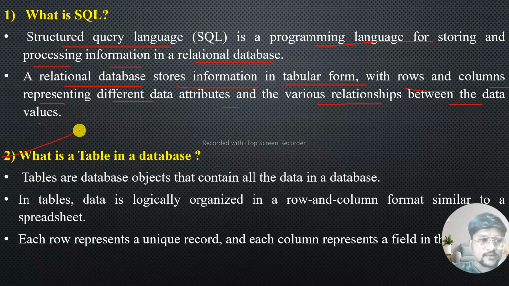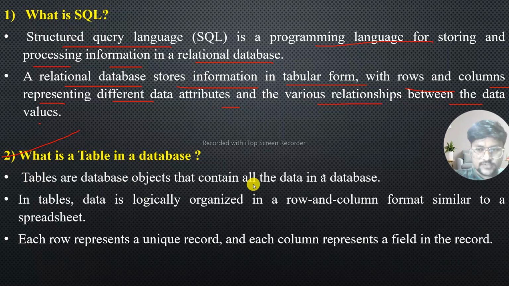Next question, what is a table in a database? Tables are database objects that contain all data in the database. In tables, data is logically organized in a row and column format similar to spreadsheets. Each row represents a unique record and each column represents a field in the record.